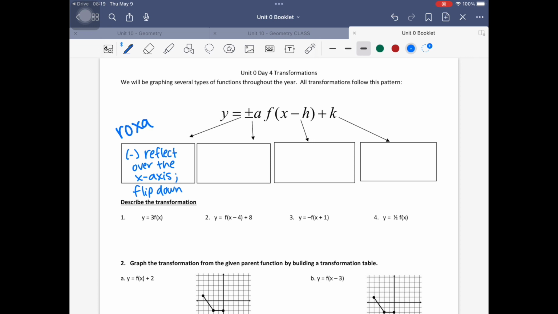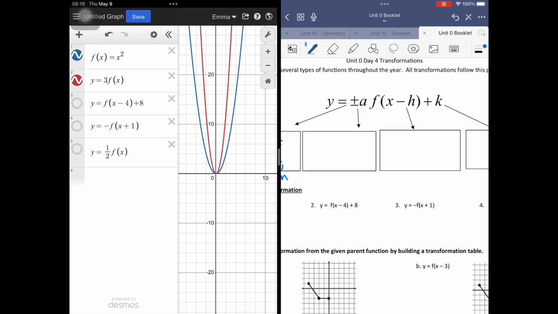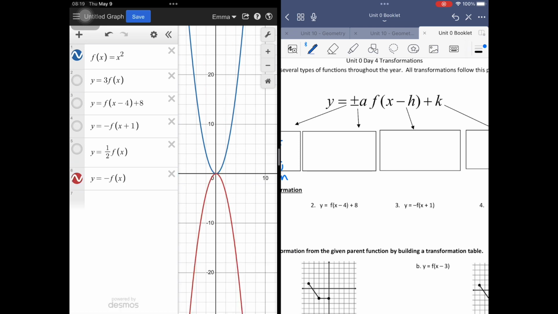So if we were to see this, let me pull up Desmos on the side over here. If we were to see this, we would have y is equal to, I'm going to put negative f of x. We see that it flips down, so it's just going to cause it to flip.